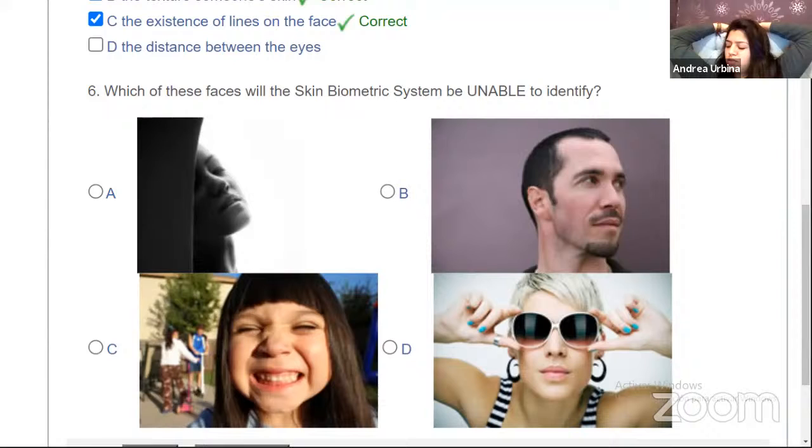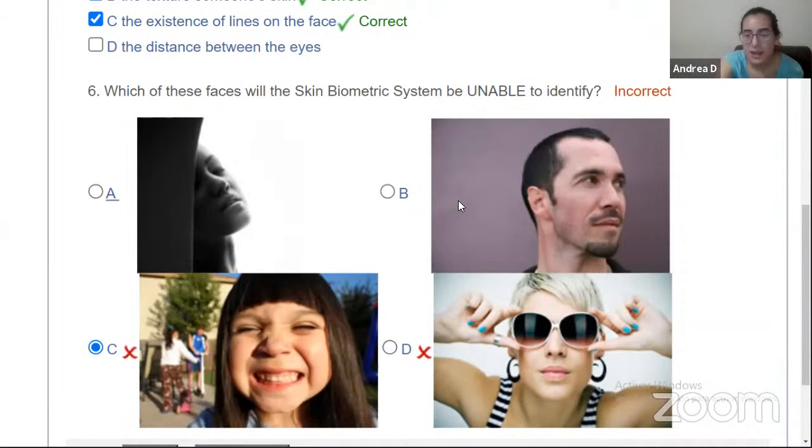I think not C because the professor said something about recognizing blinking and smiling. Okay. All right. So if blinking and smiling or changes in expression is not a problem, then in that case, it couldn't be C. Do they say anything about the glasses? Yes, the professor mentioned something. I don't know if it was in that 3D model or skin biometric, but I remember something about the glasses. So let's try D. Okay, nope, let's try C.